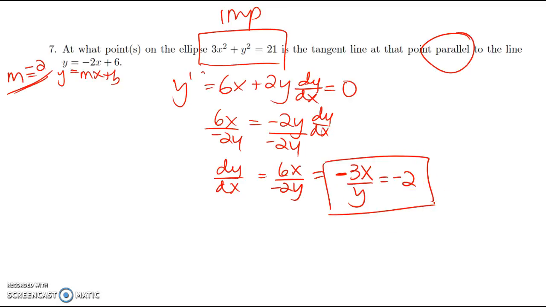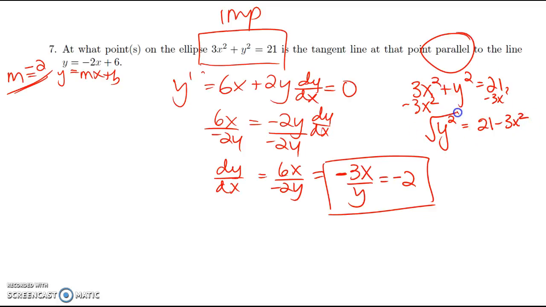Well, I have to go back to my original equation to get the relationship between x and y, don't I? So I come up here and say, what's my relationship between x and y on this ellipse? Well, I'll subtract this over. So y squared equals 21 minus 3x squared. Then y is equal to plus or minus the square root of this value.